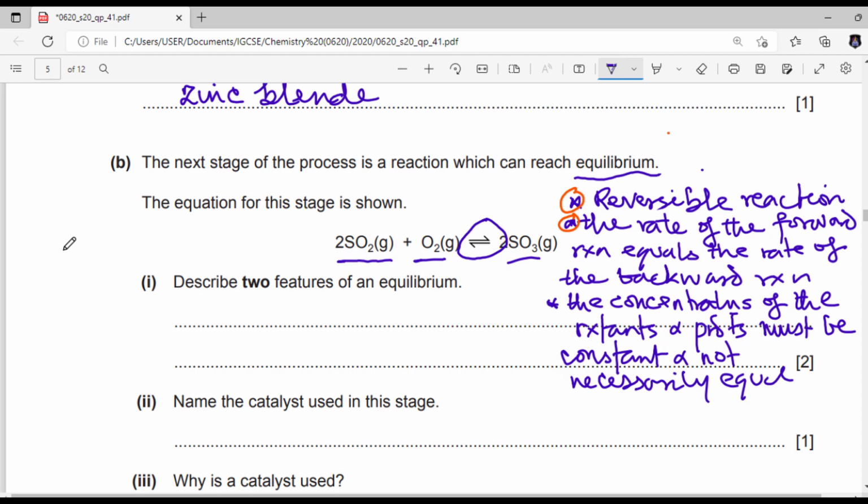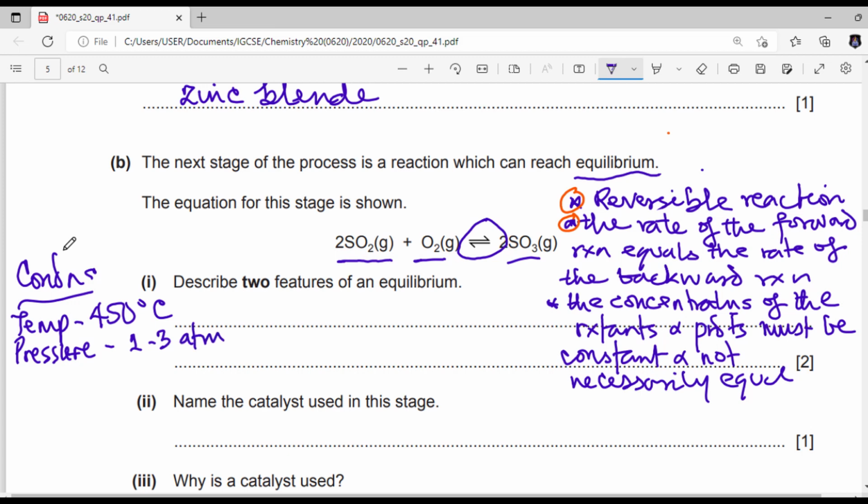So coming to this contact process, the conditions for the contact process are: temperature, it occurs at a temperature of 450 degrees Celsius; a pressure of about between 1 to 3 atm, low pressure; and the catalyst used here is vanadium 5 oxide.